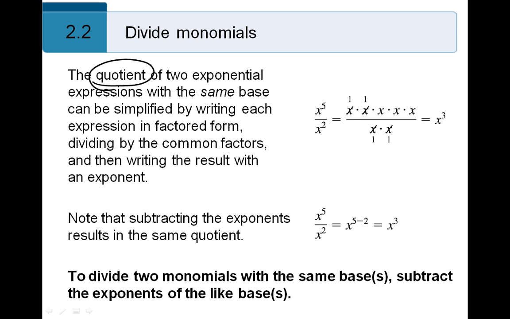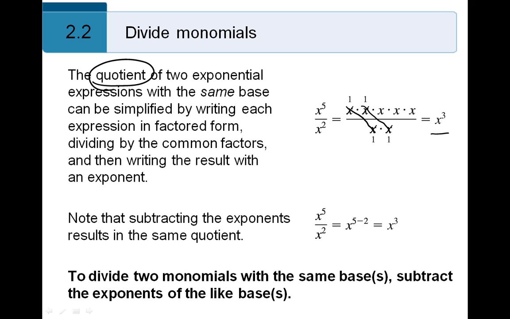Okay, so let's look at the example on the right. We have x to the fifth divided by x squared. If we expand the numerator, we will have x times x times x times x times x. And if we expand the denominator, x squared, we will have x times x. Well, notice x divided by x is 1 and x divided by x is 1. So really what we're left with is 1 times 1 times x times x times x, which is just x cubed. So x to the fifth divided by x squared is equal to x cubed.